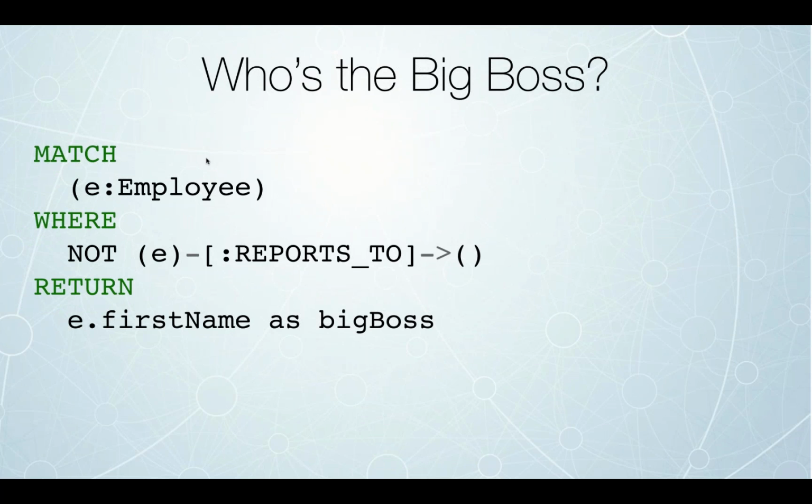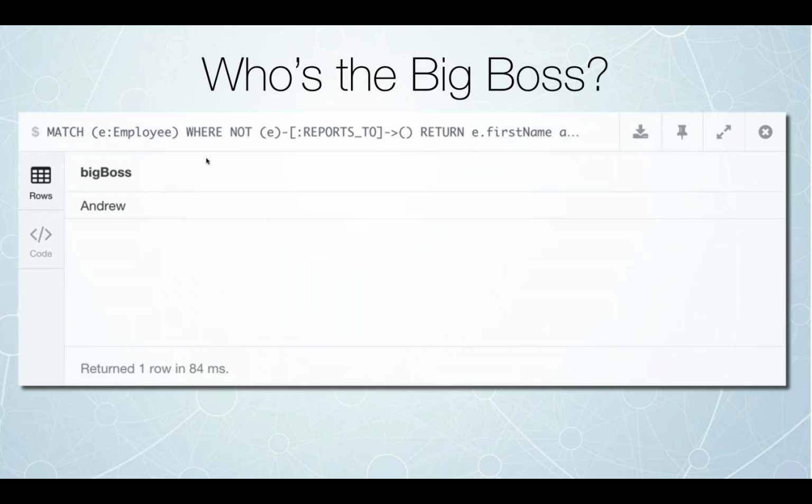So who's the big boss? What this query is saying is find me an employee who has no outgoing reports to relationship. So who's the big boss here? If we run this, we can see that Andrew is our big boss.